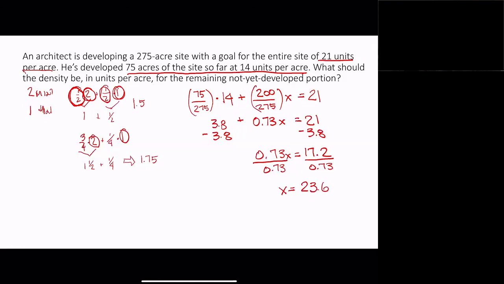So we had already determined that we have to be more dense than 21 for the rest of it, maybe a bit more dense. And we are. 23.6 is a bit more dense than 21. So that's our answer, 23.6.